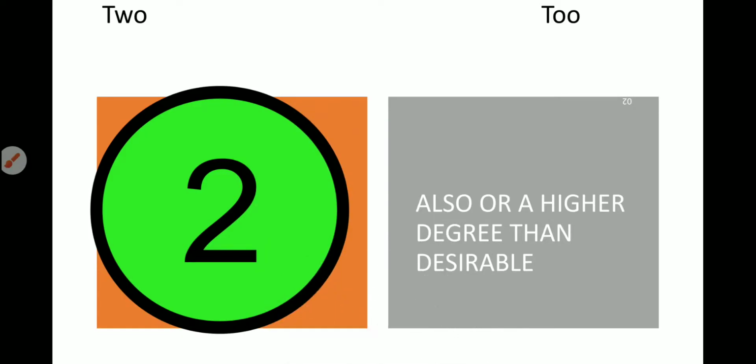The second picture, we have two and two. The first two is spelled T-W-O, and the second two is spelled T-double-O. Okay? T-W-O for two, the number two. And the second is spelled T-O-O or T-double-O. The first two is a number, and the second one is used to show something that is higher than we desire, higher than we want it. You can say too much, too big, too many, okay? To show that something is in a higher degree than we desire it to be.